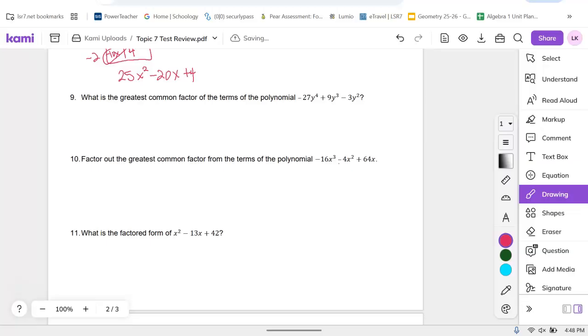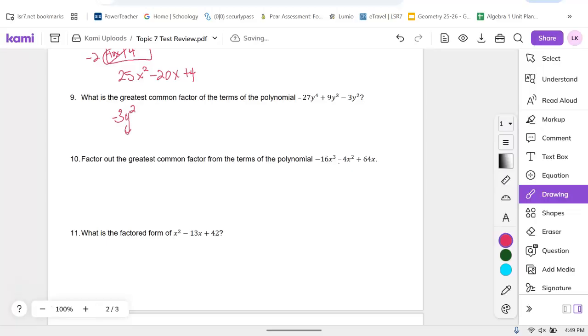So I need to determine what my greatest common factor is for my coefficients. So I have negative 27, 9, and negative 3. Since my leading coefficient is negative, I'm going to factor out a negative. So I have 3. Can I divide 9 by 3 and 27 by 3? Yes. So I have negative 3. And then each one of my terms has at least y squared. So I'm going to have y squared.